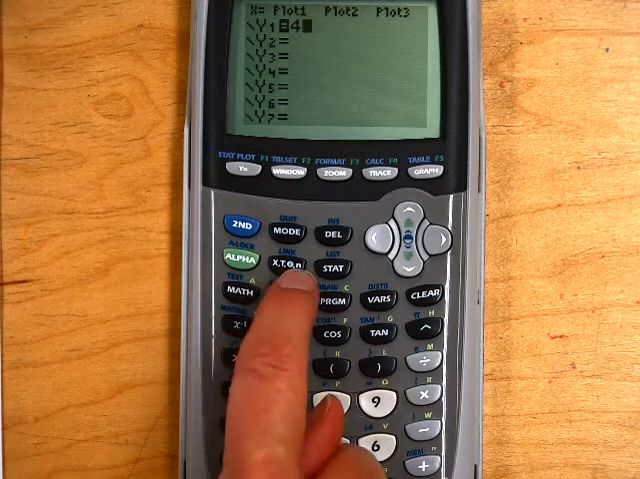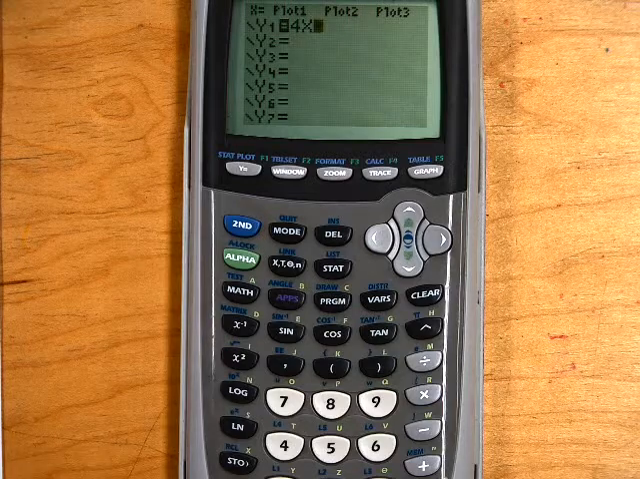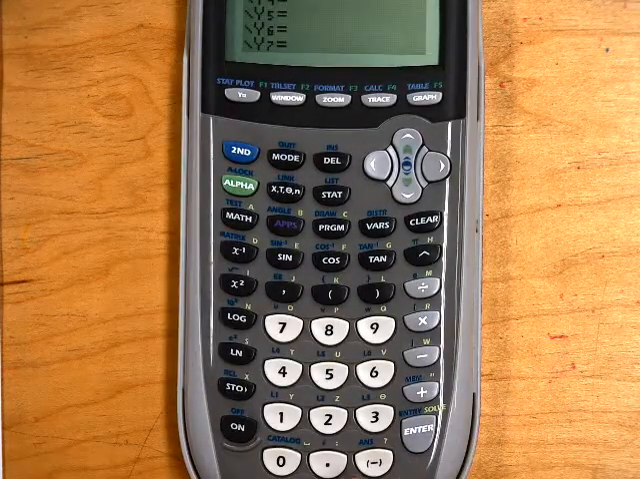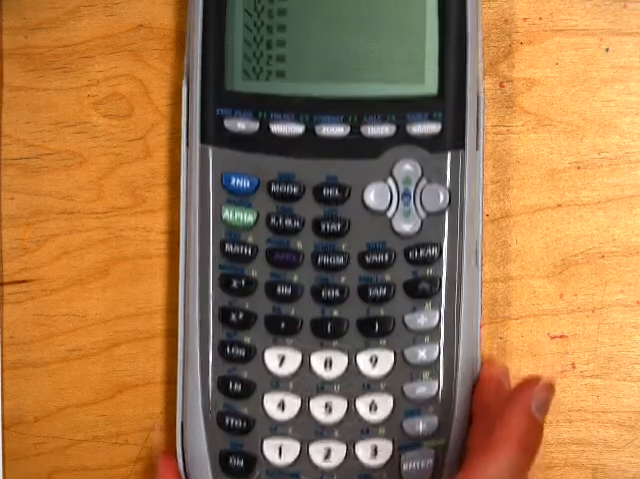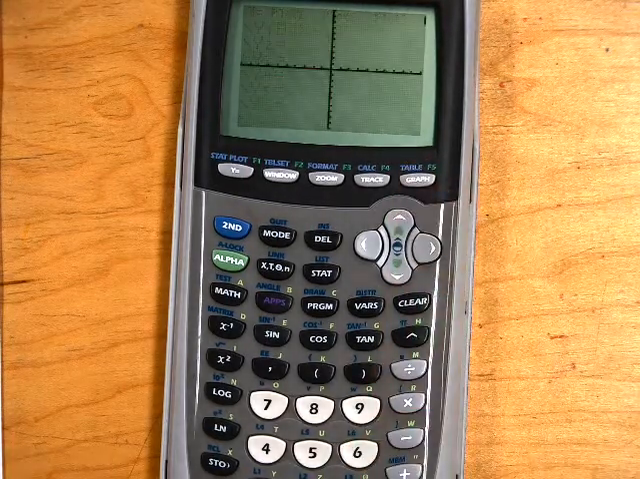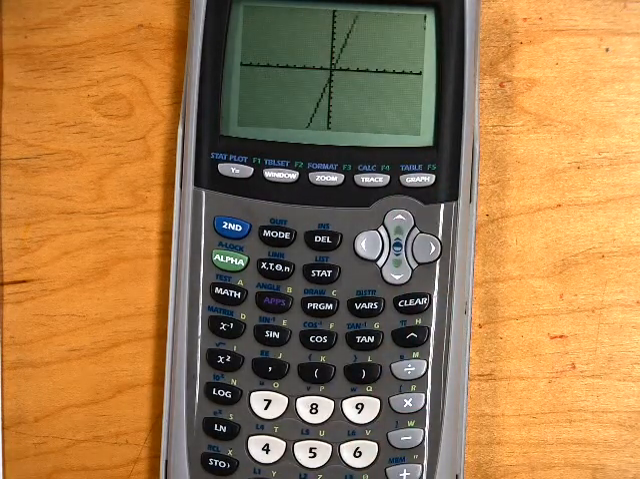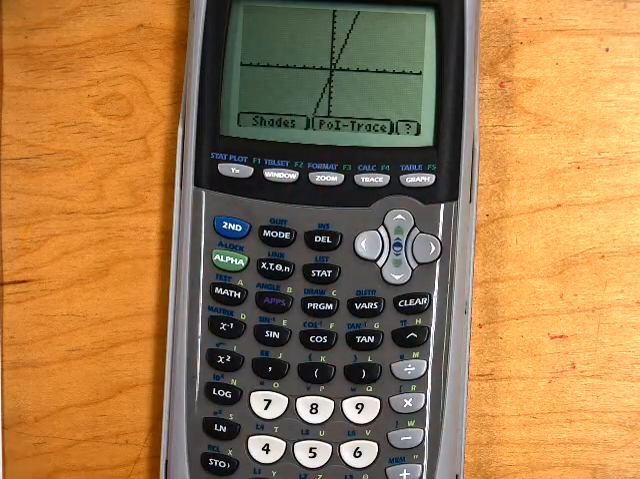It says X, T, theta, n. Just hit that and you get an x minus 1. Now be careful, make sure you do not hit this button. This is negative. This one is your minus. So 4x minus 1. Now just hit graph. And you will see that you have the exact line that we showed on our paper on A.